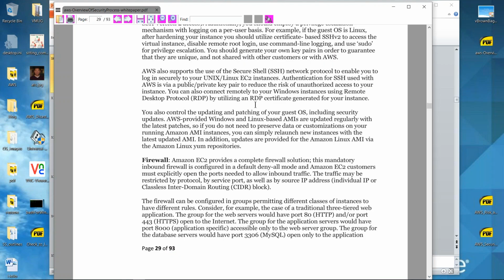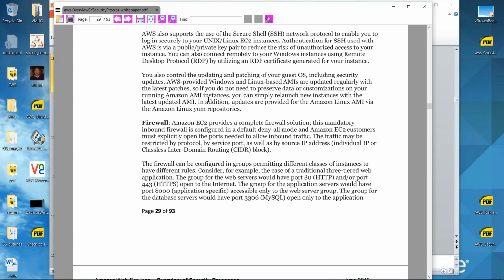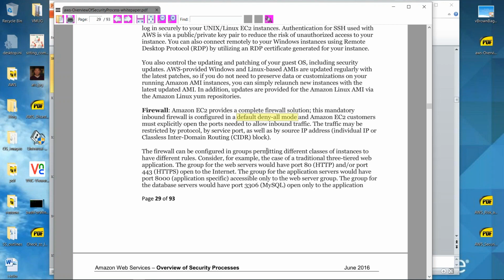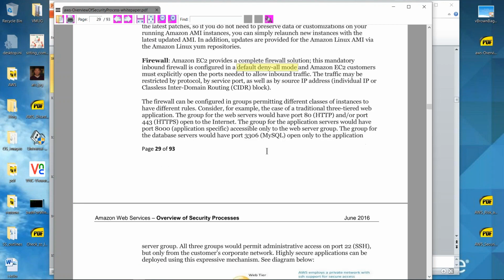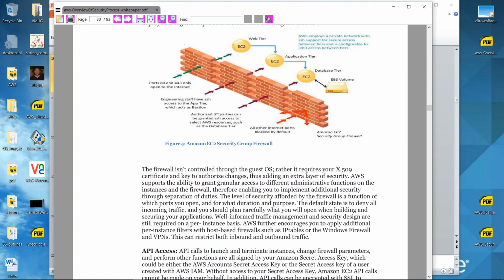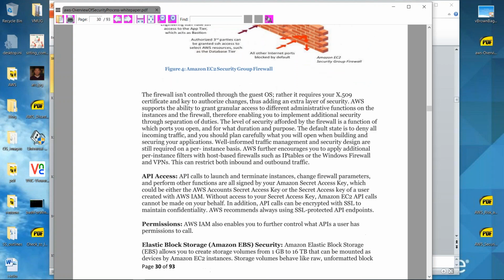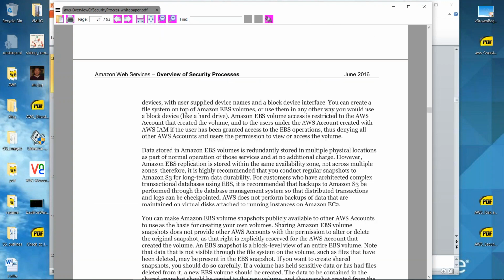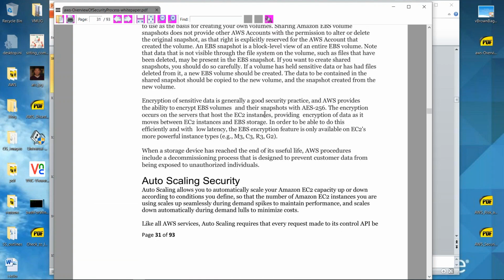Also for the firewall, we look at it as a built-in firewall. I think this is important. The default is deny all. We need to know how this is configured as a default setting. And also we go to page 31 to talk about encryption.